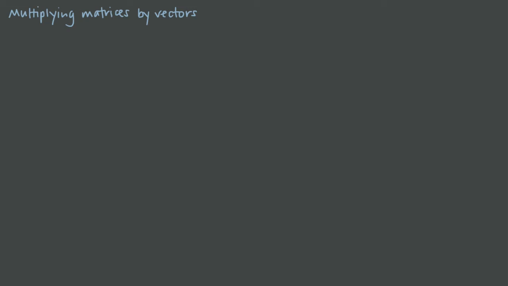We want to start talking about what it looks like to multiply a matrix by a vector. And as it turns out, nothing in this video is going to be that surprising because we've already talked about how to multiply a matrix by a matrix. So for instance, if I have two matrices A and B, we know how to find the matrix product A times B.